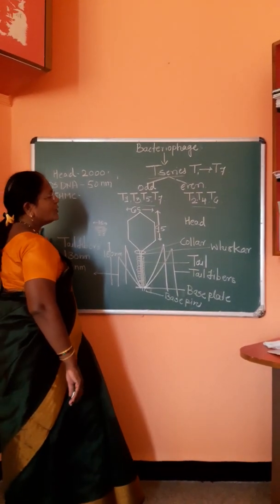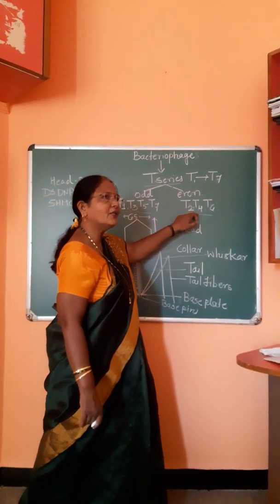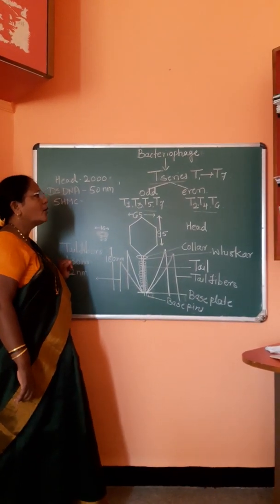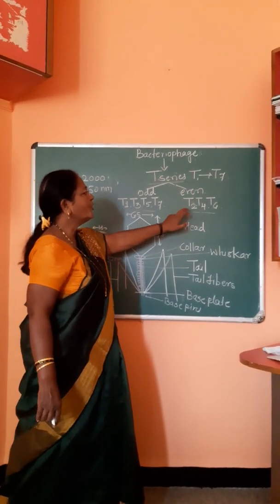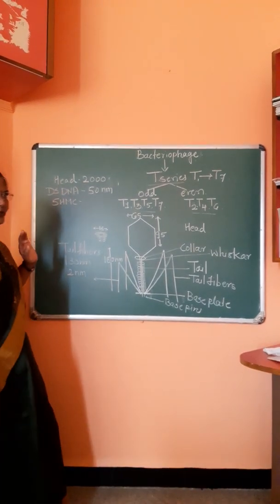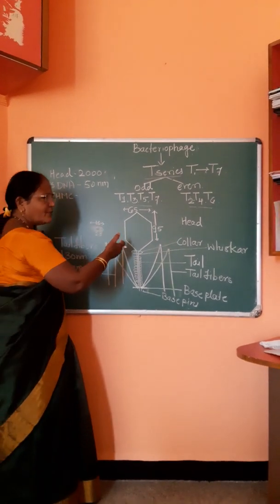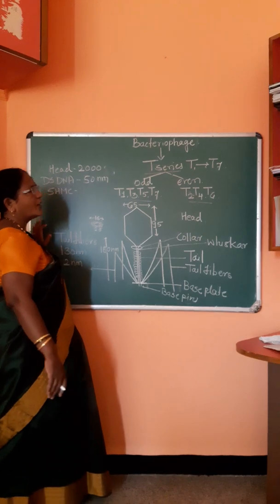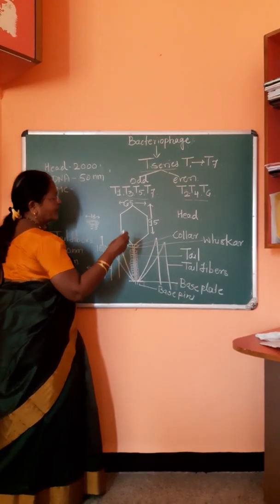Now today we will study T4 bacteriophage. How will you define T4 bacteriophage? It is nothing but a member of the T series of phages. It is included in the T even bacteriophages. Afterwards, side by side, we will study the difference between the T odd and T even bacteriophage, so you have to note down those differences.